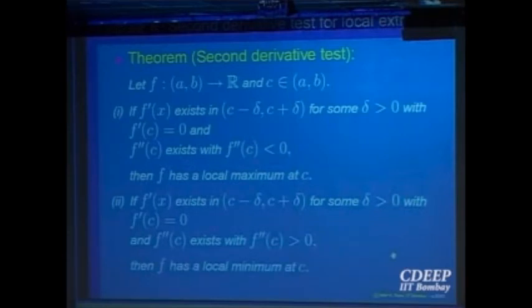The first derivative at that point should be 0 if it exists. That has to be there. That was a necessary condition also, if you remember. That was the first thing we proved: that if a point is a point of local maximum or a local minimum and the function is differentiable at that point, then the derivative has to be 0.